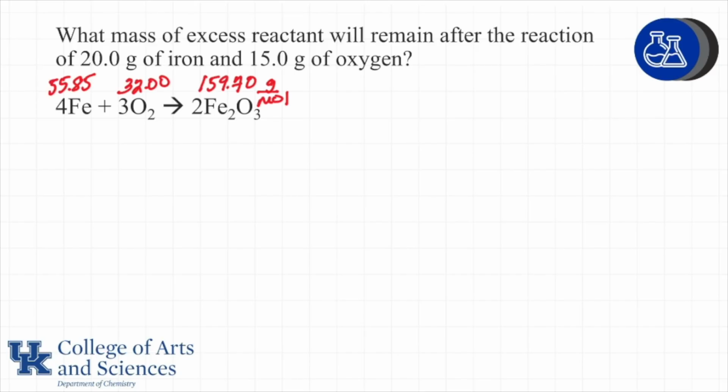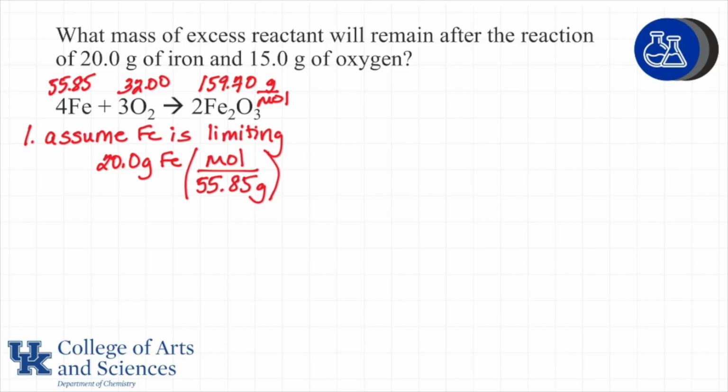First, I'm going to put in my molar masses of each substance just so I have those there, and it makes life a little bit easier when I go to set up my problems. The first calculation I'm going to do is assume that iron is limiting. I'm going to start with my 20 grams of iron.